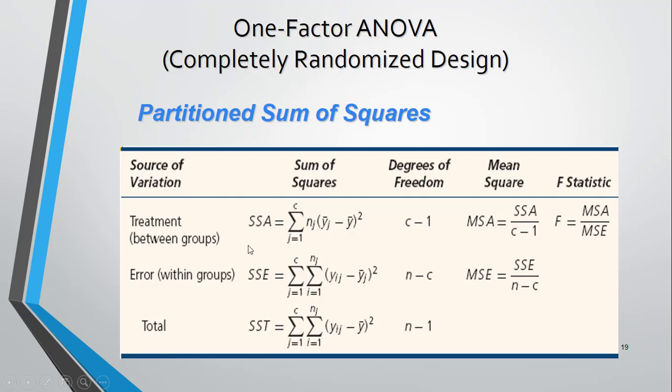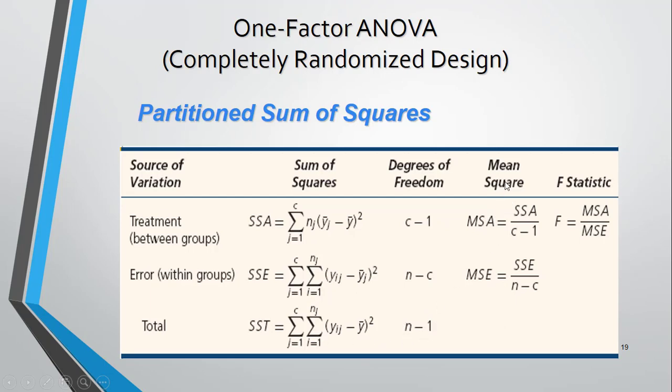Then for the sum of squares, you have SSA, that's between group treatment, SSE, that's error, and SST, that's total. The degrees of freedom for each: since we have C groups in total, numbered 1 through C, the degrees of freedom for SSA is C minus 1. For SSE it is N minus C, where N is the sample size and C is the number of treatments, and for SST it is N minus 1.